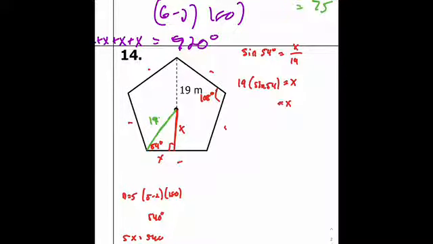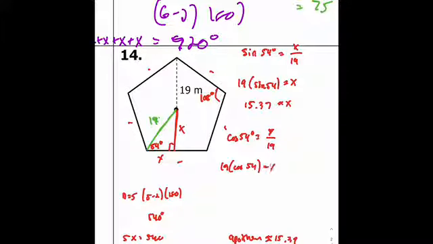x is approximately 15.37. So there we go. x equals 15.37. So there's our apothem. So let's put that down here. Apothem 15.37. So now we need y. So y is going to be the adjacent and hypotenuse. So that's cosine. Adjacent over hypotenuse. So 19 times cosine of 54 equals y.